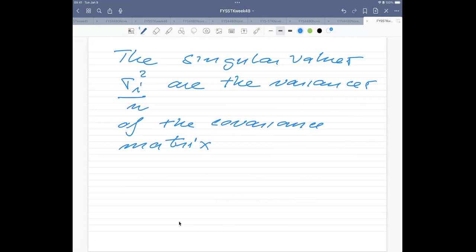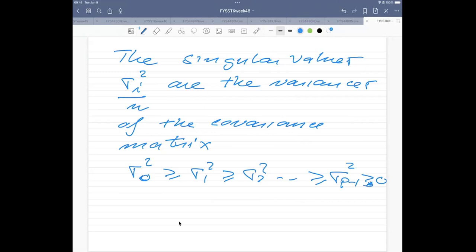That means also that these eigenvalues, sigma 0 squared, are assumed to be larger than sigma 1 squared, larger than sigma 2 squared, etc., and larger up to sigma p minus 1 squared. And this is normally larger or equal to 0. So I just went a little bit over time.